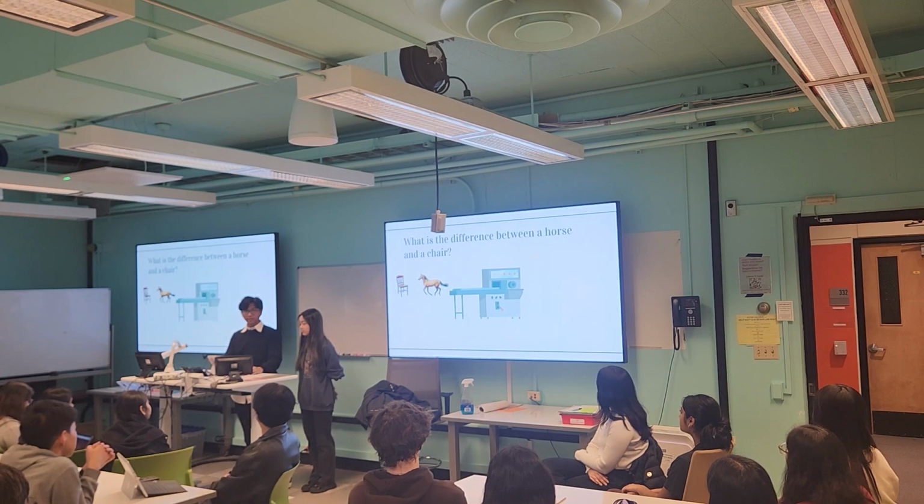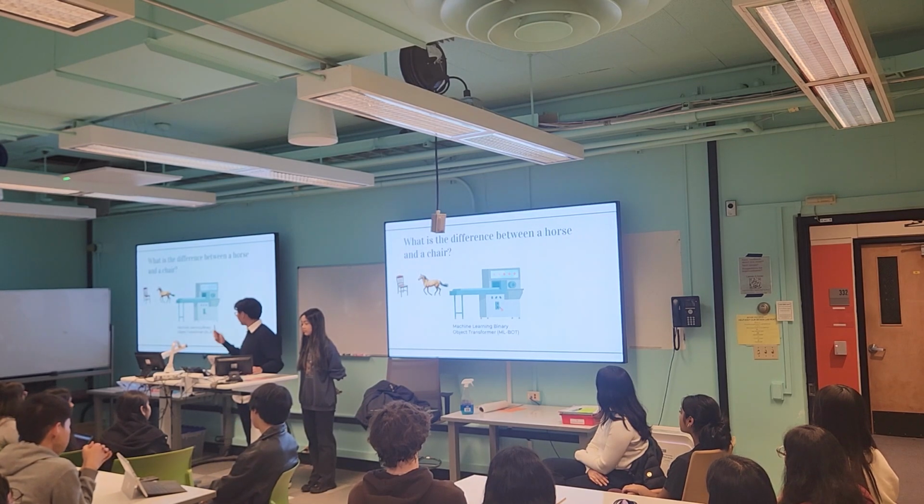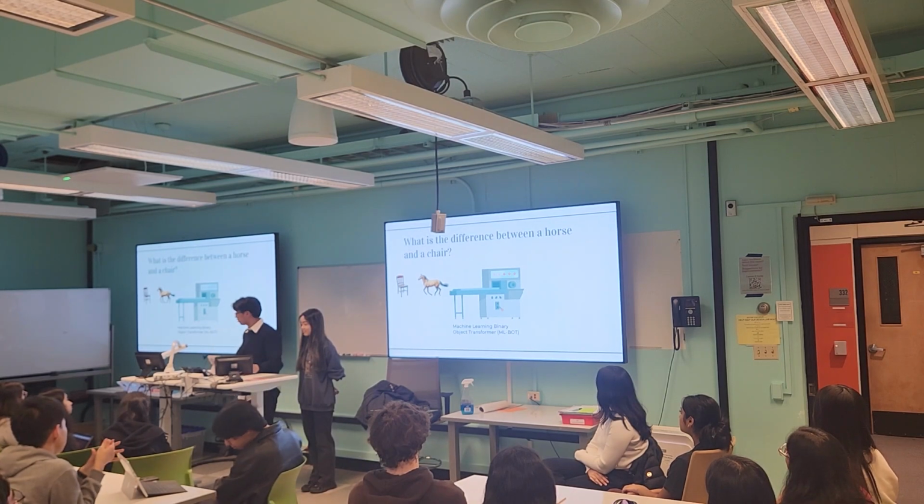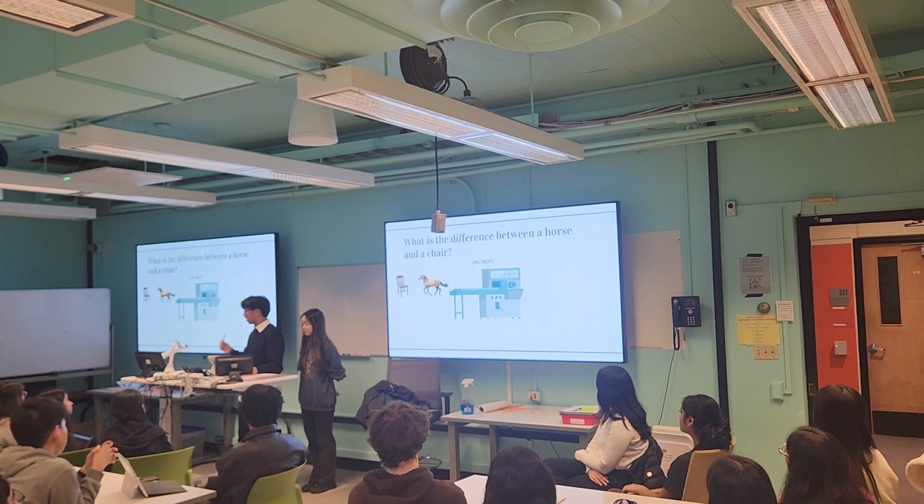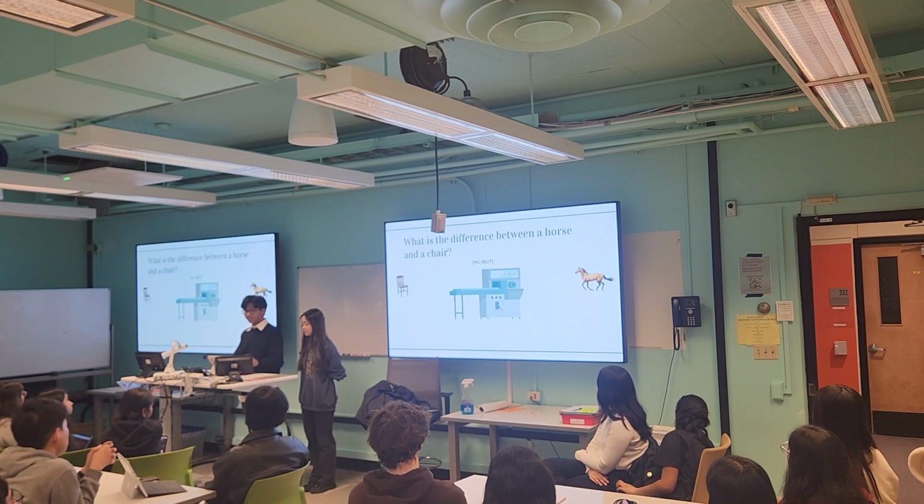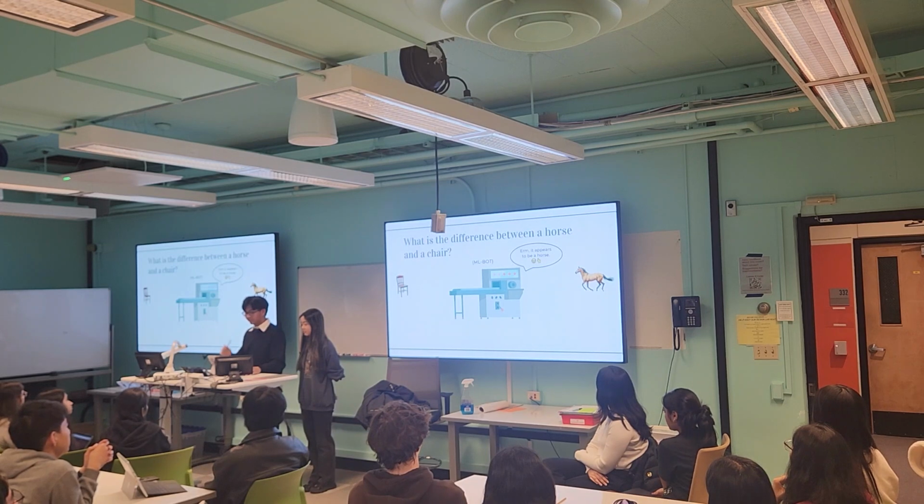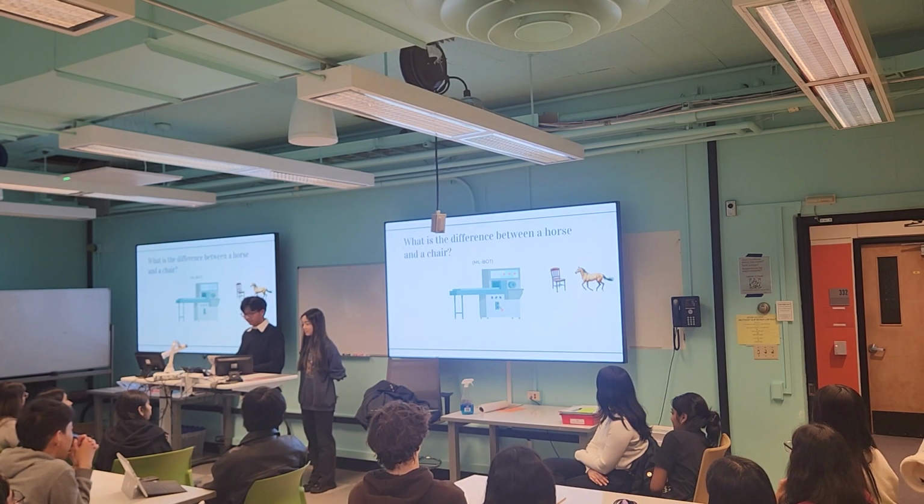Our goal is to have a machine distinguish if a picture we give it is either a horse or a chair. So I created this little machine here. It's called the Machine Learning Binary Object Transformer. It's not an actual thing, it's completely fictional. We'll just call it our ML bot. We should be able to feed it pictures of horses, and it's going to tell us it's a horse. And if we give it a picture of a chair, it's going to know it's a chair.